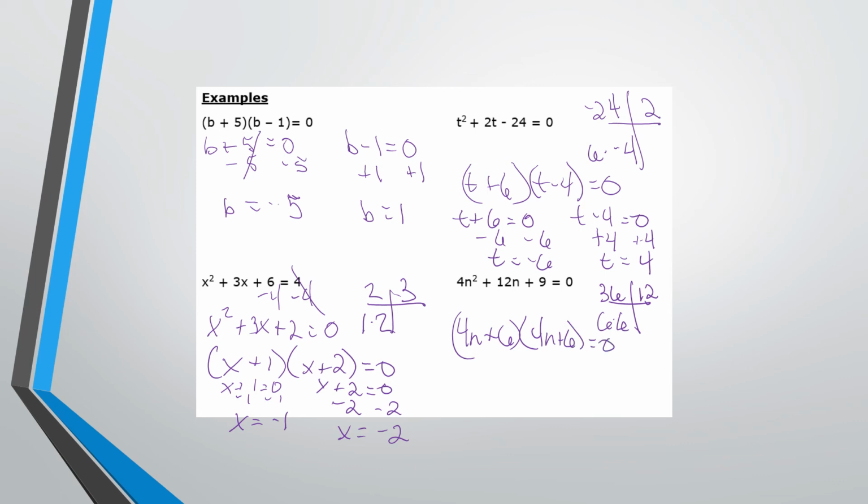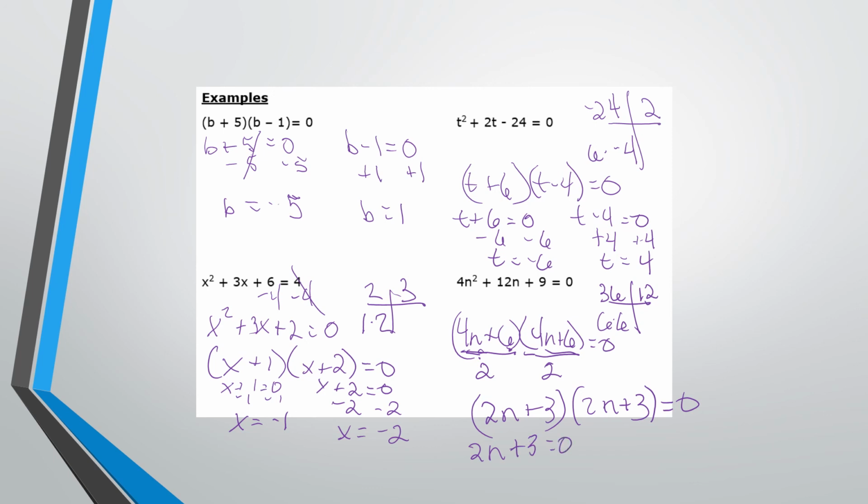I have to divide by 4. Neither of them divide nicely by 4, but I could take a 2 out of both. So I'm going to end up with 2n plus 3 and 2n plus 3 equal to 0. Set them each equal to 0.